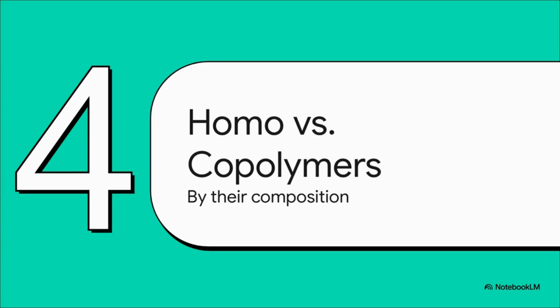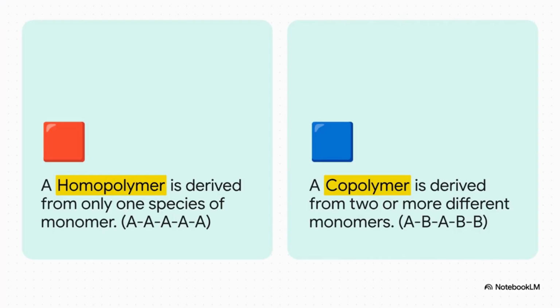Now that we know how these chains are made, let's start sorting them into different categories. And the easiest way to do that is to just look at what they're made of. This brings us to homopolymers versus copolymers. This is a super straightforward distinction.